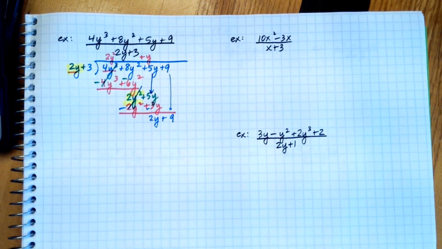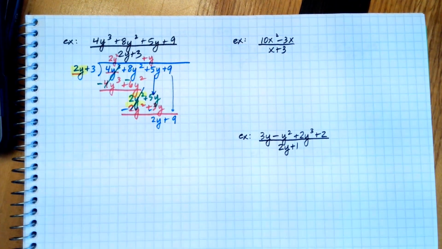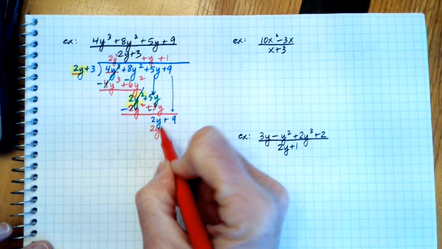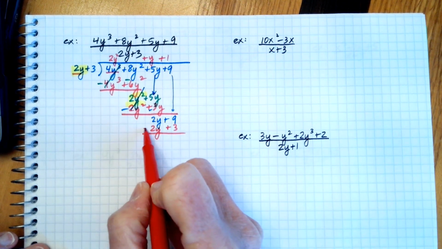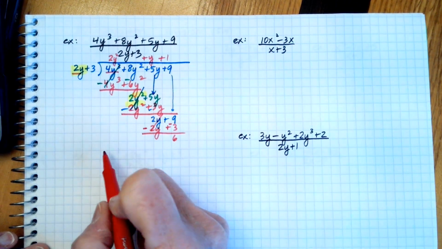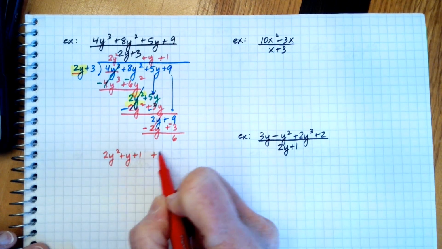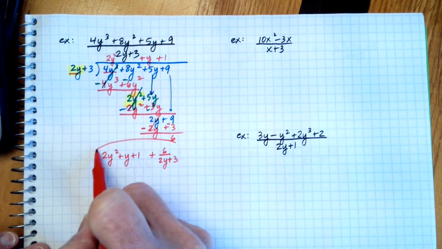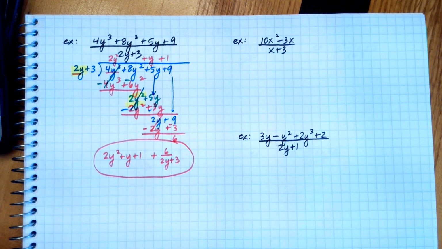So now 2y is going into 2y. So this is just going to be plus 1. So 1 times 2y is 2y, 1 times 3 is 3. Change the signs to the opposite and combine. These go, and I'm left with 6. So the answer is 2y squared plus y plus 1 plus 6 over the divisor of 2y plus 3. That was about as tough as they get, folks.